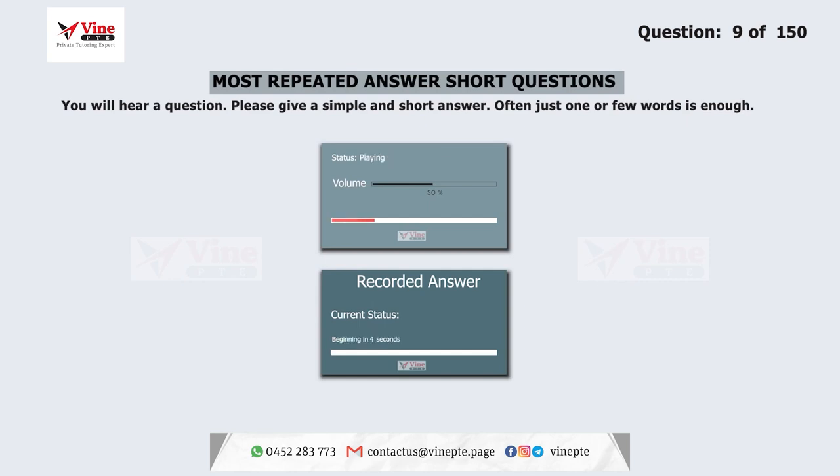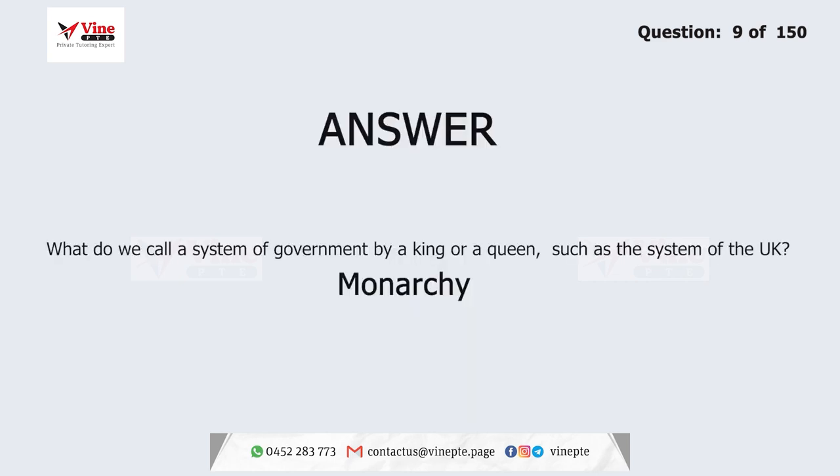What do we call a system of government by a king or a queen, such as the system of the UK? Monarchy.